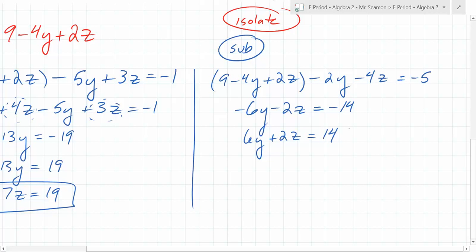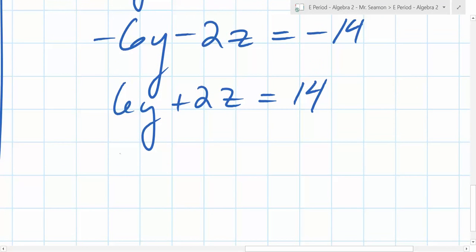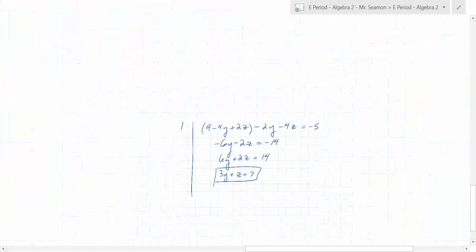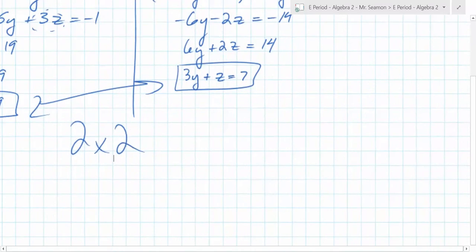Could I divide everything by something? What could I divide by? I could divide by 2. And what do I end up with? So now we have a second equation. Let's take a look. How many equations do we now have? So we have a 2 by 2 system. What method do you want to use on this 2 by 2?